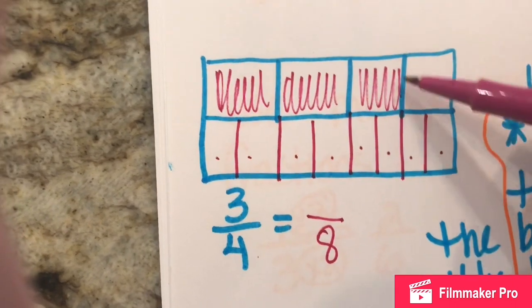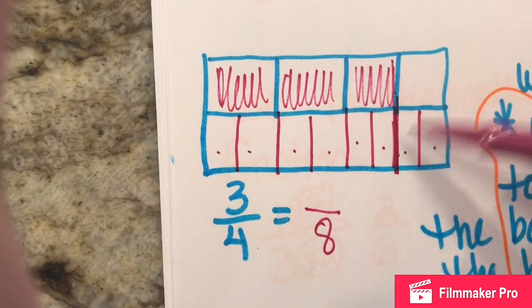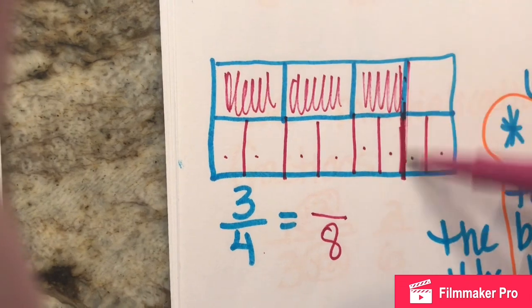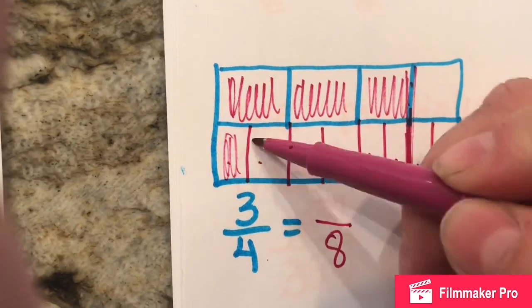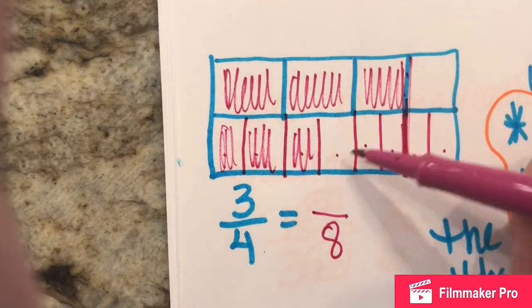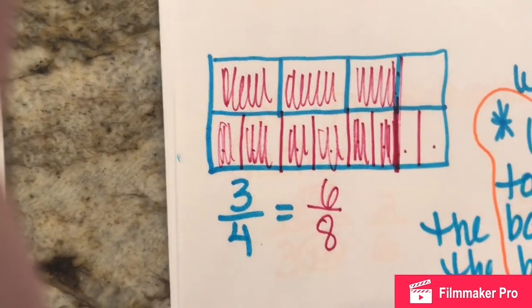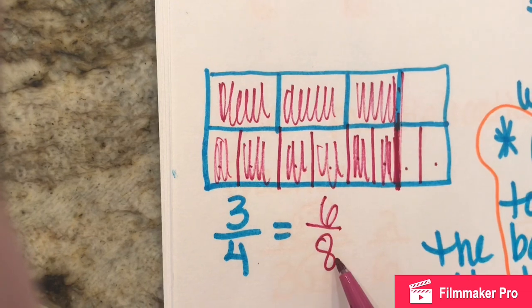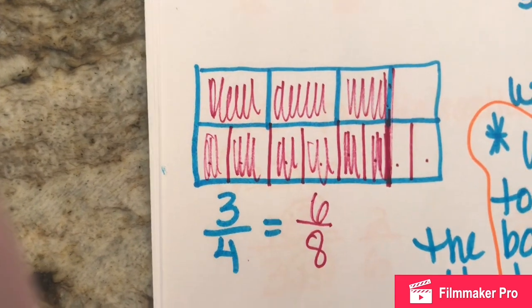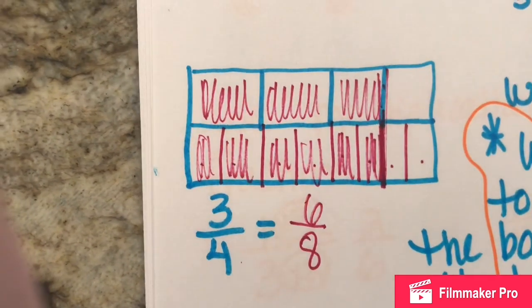And to show an equivalent fraction for the 3/4, I want to color up to the equal line here. So we have the same amount. 1, 2, 3, 4, 5, 6. So I can see that 6/8 is equivalent to 3/4. They are the same amount of candy.